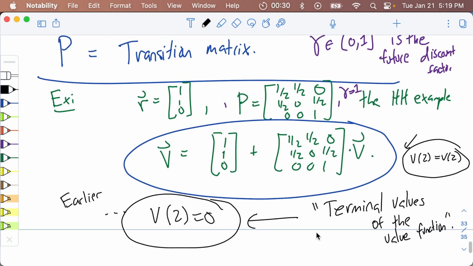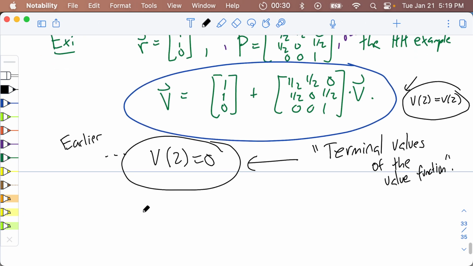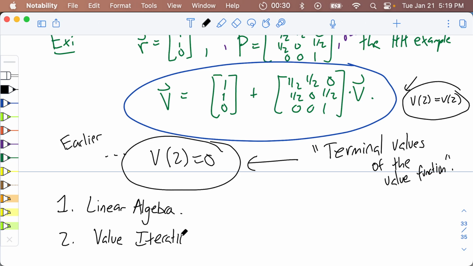Very good. We're going to see next class lots of different ways to solve it. In particular, we're going to do 2. One is linear algebra: how do you put this in a computer? If you put it in the right way, you can do matrix inverses, like we talked a little bit about last week. And number 2, there's something called value iteration, which is a nice iterative way to solve it. That's coming up next week.